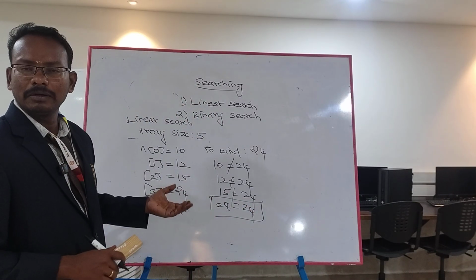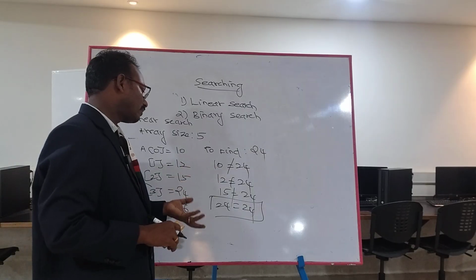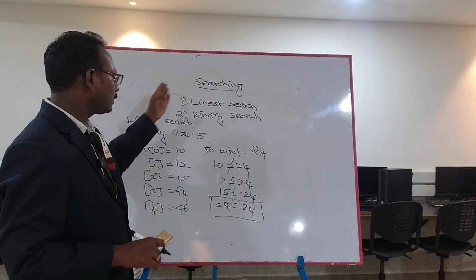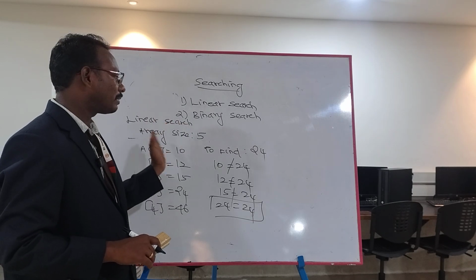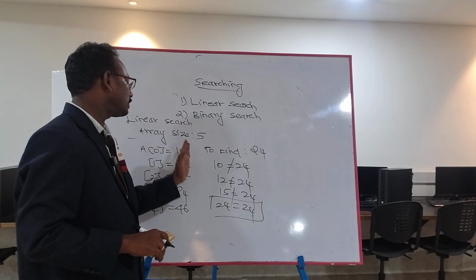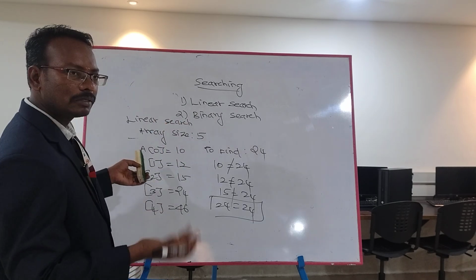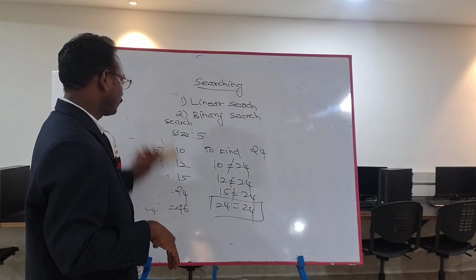So automatically the number we are searching for is found here. This kind of search is a linear search, where the numbers are compared one by one. That is linear search. And the second one is binary search.